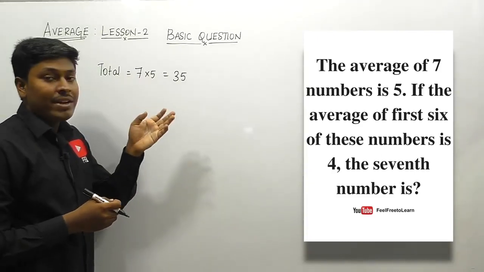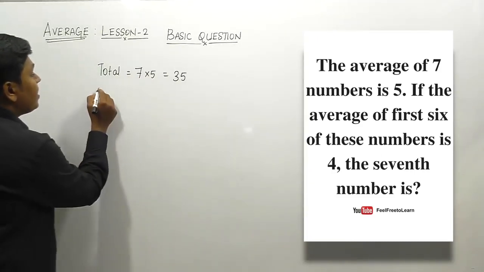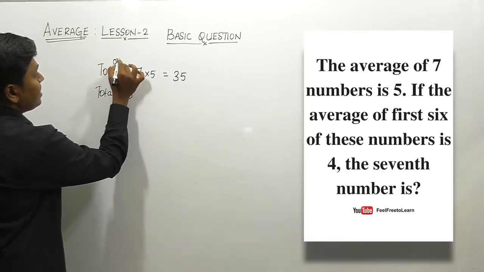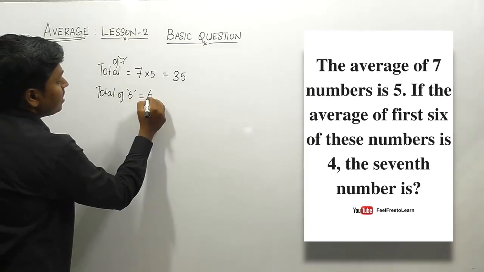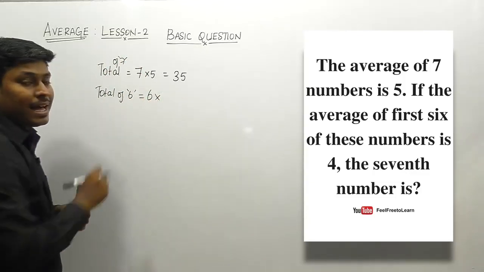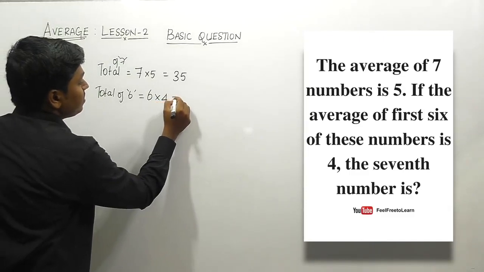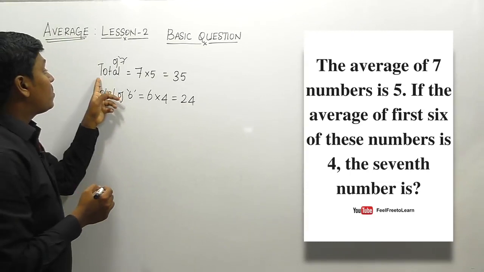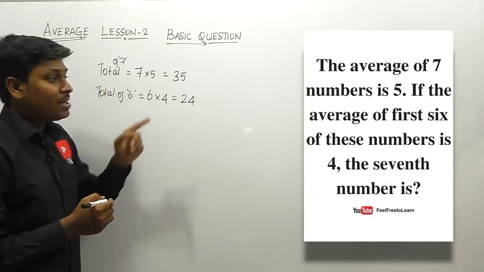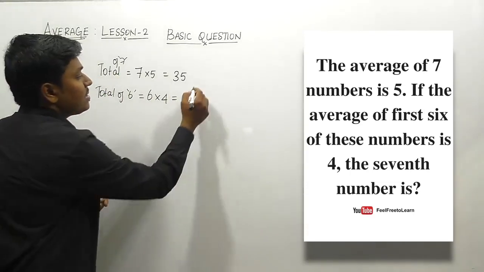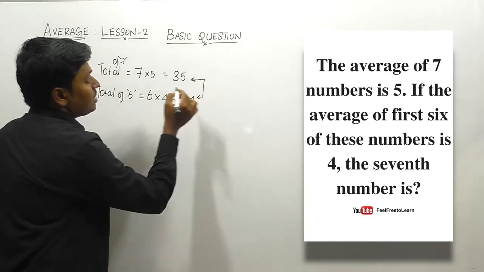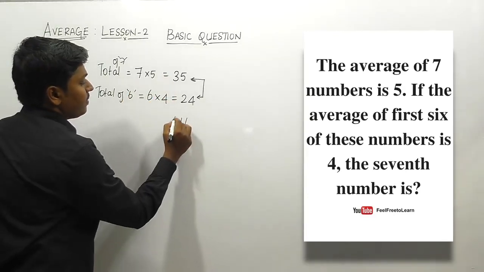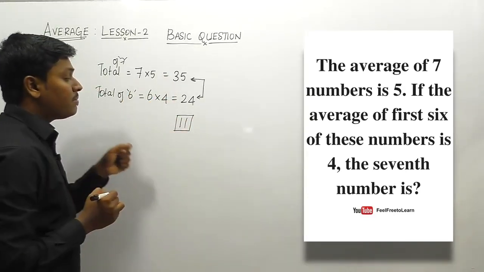Similarly, they have given that the average of the first 6 numbers is 4. Then we can surely say the total of the first 6 numbers, right? So friends, this is the total of the first 7 numbers and this is the total of the first 6 numbers. The average of the first 6 numbers is 4, so the total will be 6 into 4, which is 24. So the total of the first 6 numbers will be 24 and the total of all the 7 numbers will be 35. But our target is to find the 7th number. So when we subtract both the numbers, the resultant will be the 7th number, right? So 35 minus 24, the resultant will be 11. So finally we can say that the 7th number will be 11.